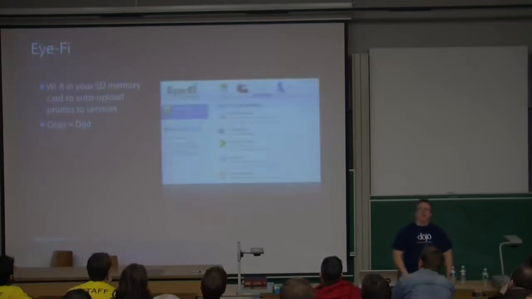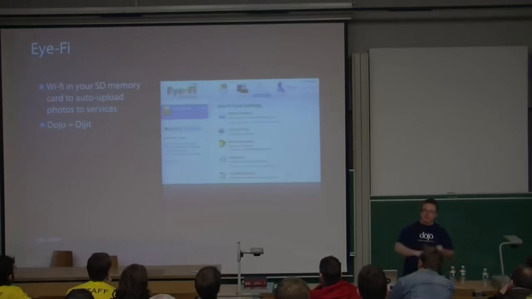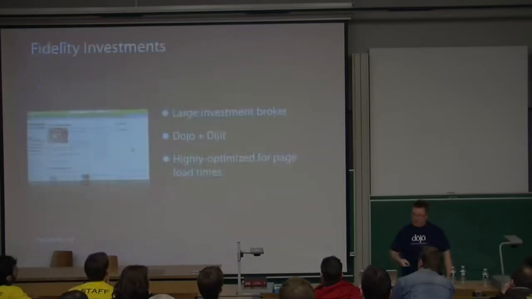Eye-Fi, I don't know if it's available worldwide, but it's available in the UK and the US at least. It's basically an SD card with a little Wi-Fi chip built into it. Once you configure it, you can take pictures, and once you're in proximity of any Wi-Fi network that you've configured it for, the photos upload automatically to your computer or Facebook or Flickr or whatever network services you've set up. And they use Dojo for the configuration and installation wizard, which is really cool.